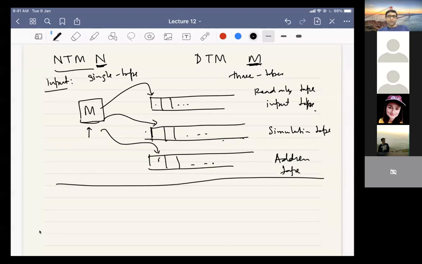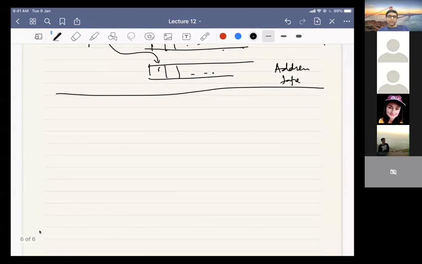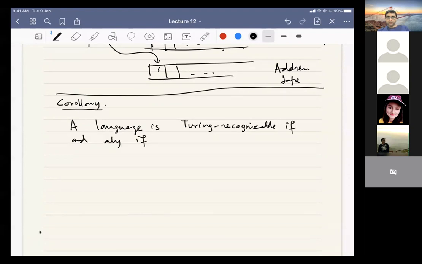Okay. So we have another result, and it is a corollary. It says that a language is Turing recognizable if and only if some non-deterministic Turing machine recognizes it.